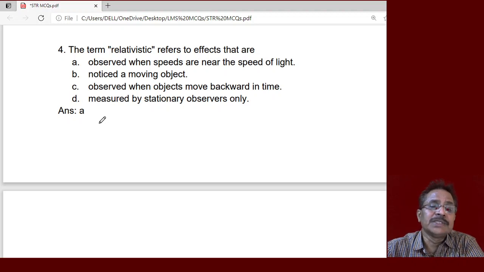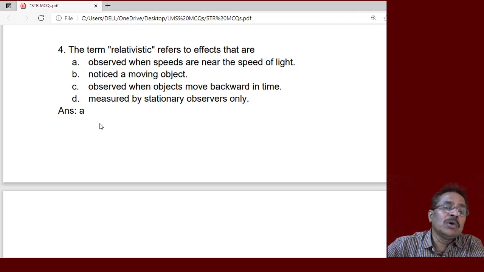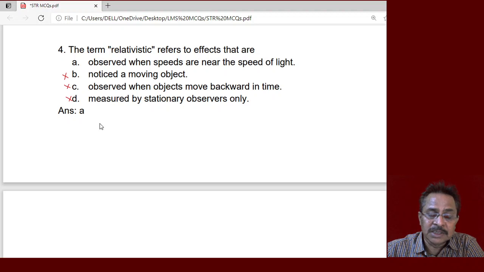The term relativistic refers to the effects that are: option A, observed when speeds are near the speed of light; B, noticed in a moving object; C, observed when objects move backward in time; and D, measured by stationary observers only. So out of these, the remaining options B, C and D are incorrect. They are not describing the exact term. What do you mean by relativistic effect?